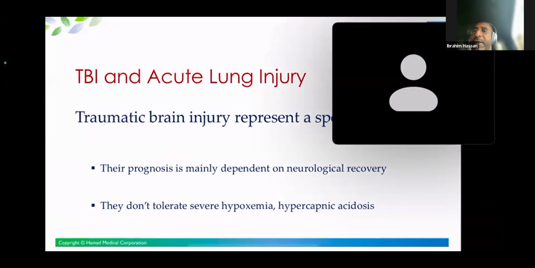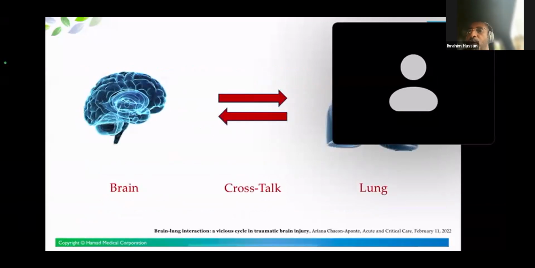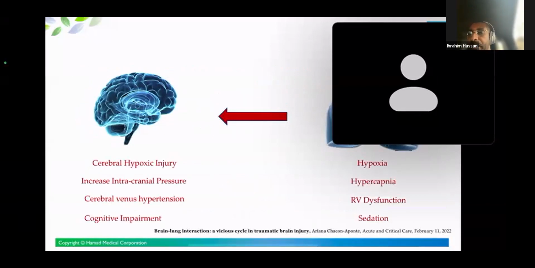And they don't tolerate severe hypoxemia and hypercapnia very well. This has to do with brain crosstalk with the lung. This is a very interesting paper that was published recently, in 2022, that talks about that. There is so much communication between the lung and the brain. Hypoxemia will give you cerebral hypoxic injury. Hypercarbia can increase your intracranial pressure. RV dysfunction from terrible ventilation or increased pulmonary vascular resistance can give you cerebral venous hypertension that can complicate the picture with increasing intracranial pressure. Obviously, the sedation that you are using to manage an intubated patient can give you cognitive impairment.